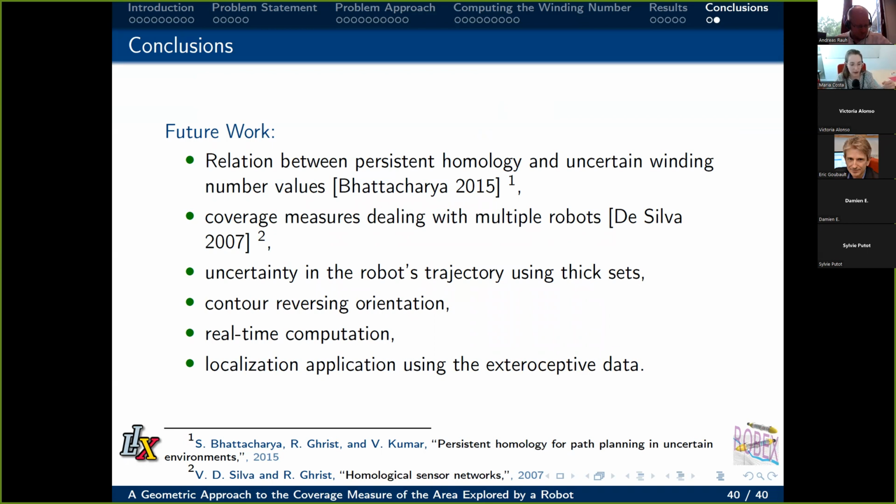And we think that our method can be easily adapted to do this, because since we are using a set membership approach, if we have multiple robots, we will only increase the number of sets that we have. So it should probably be an easy application. And then, of course, we are going to deal with uncertainty in the robot's trajectory, like I mentioned, and we will probably be using tube sets for this. So we are going to replace the sets as intervals that I showed by tube sets. And then, of course, I would like to treat the problem where the sonar sweeps backwards. We are also thinking about some real-time computation. And finally, a final application would be to use this for localization when we include the exteroceptive data. So I think that's all I have to say.